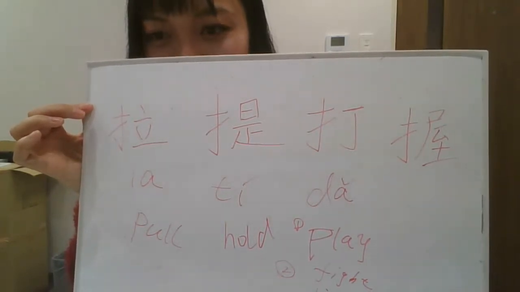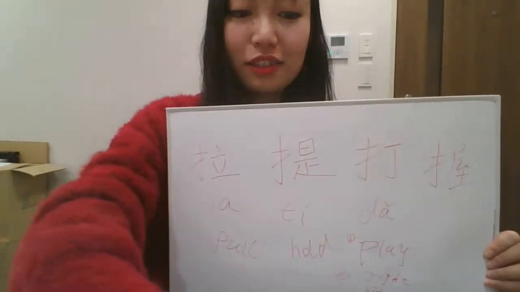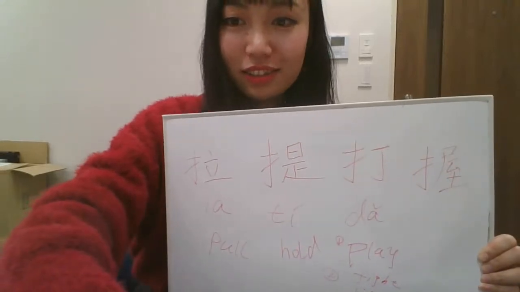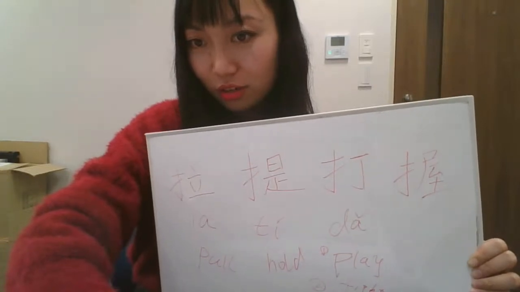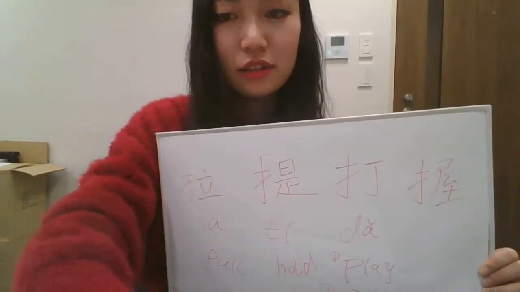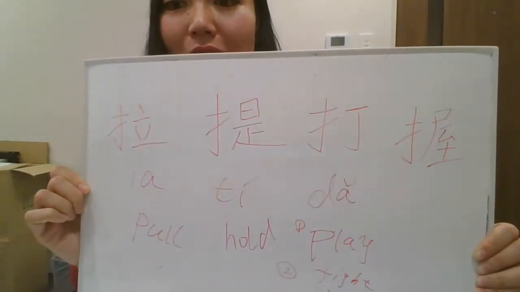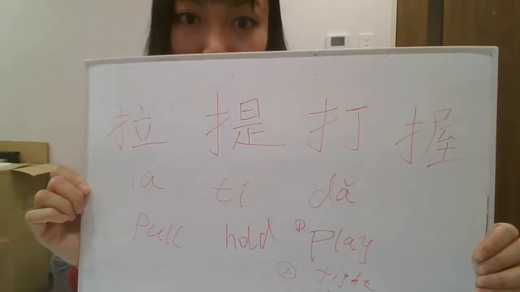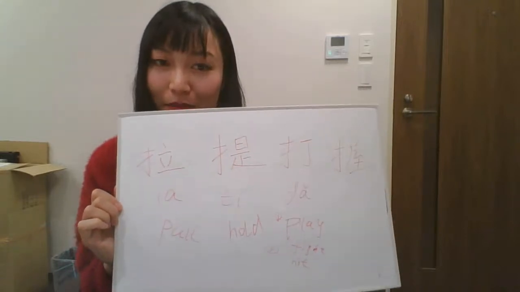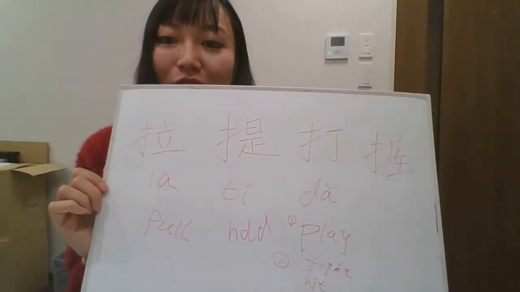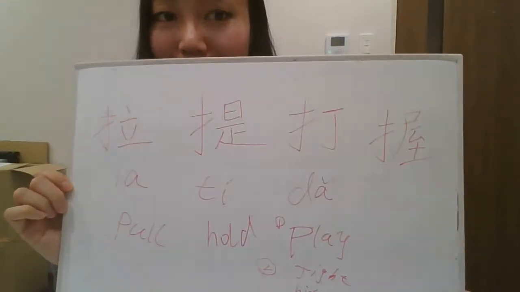打扰你了, I think you wrote it wrong. It should be 打扰. I think you wanted to say 打扰, right? 打扰 means to disturb someone. 不要打扰我, don't disturb me. 打扰, okay.